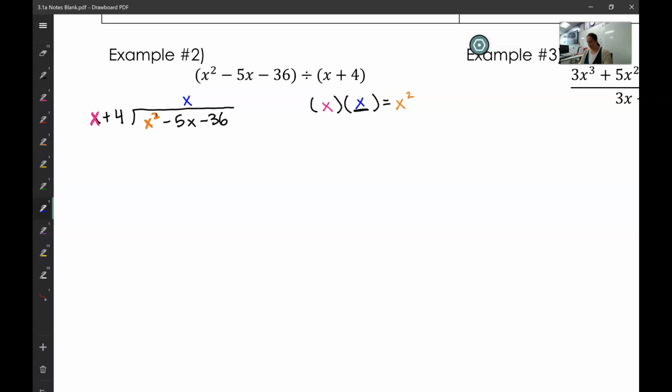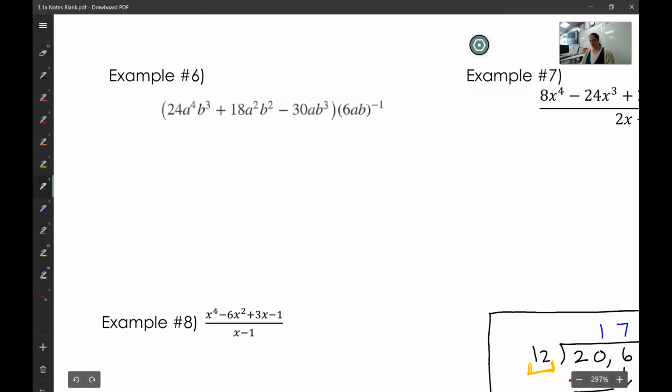Now notice that I'm lining up my columns. This right here is the x squared column. This is the x column. This is the numbers column. Since my answer was an x, I'm putting it in the x column. Now I'm going to distribute.